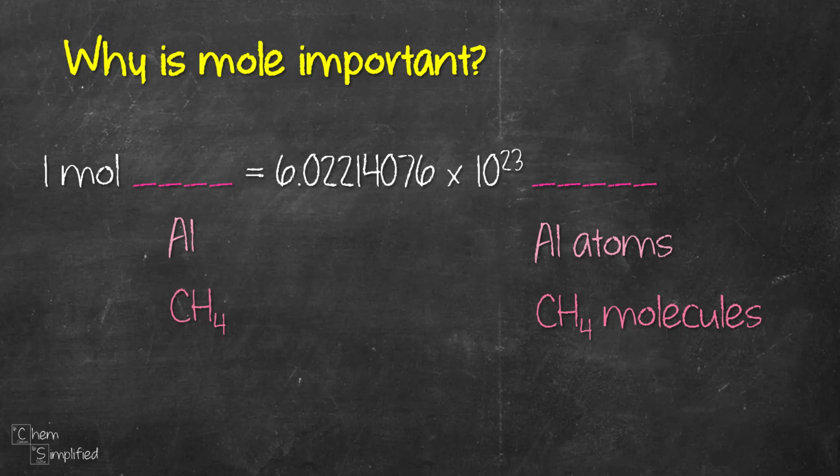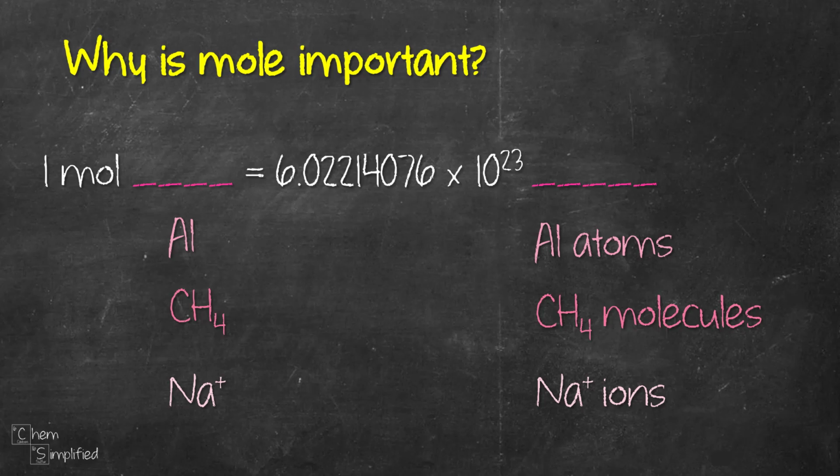Because aluminum only consists of 1 atom, we just say aluminum atoms. But since CH4 is a molecule that consists of 5 atoms in total, we call it a molecule. That's why it's CH4 molecule. And similarly, if we have ions, for example Na+, we can say 1 mole of Na+ is 6.022 times 10 to the 23 Na+ ions. So you get the idea. 1 mole of anything is equal to 6.022 times 10 to the power of 23 of anything.